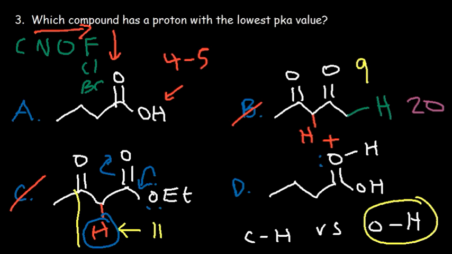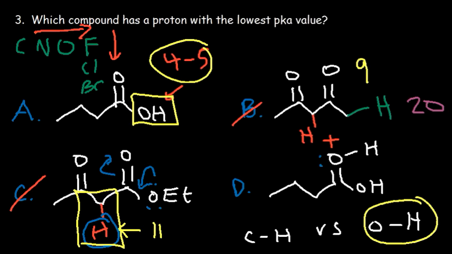So here, this is a carbon-hydrogen bond. The pKa is 11. Here, this is an oxygen-hydrogen bond. It's much more acidic, 4 to 5. But keep in mind, these are general trends, though. So you might see an exception or two.